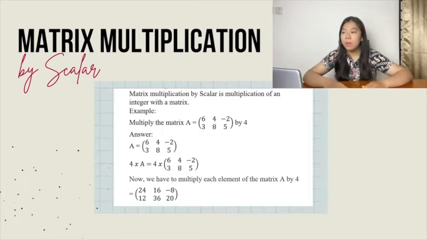For the example, multiply the matrix A, 6, 3, 4, 8, minus 2, and 5, by 4. So A is 6, 3, 4, 8, minus 2, and 5. Now we have to multiply each element of the matrix A by 4. The form is 4 times A. So it is 4 times 6, 3, 4, 8, minus 2, and 5. The result after multiplying the given matrix by the constant 4 is 24, 12, 16, 36, minus 8, and 20.